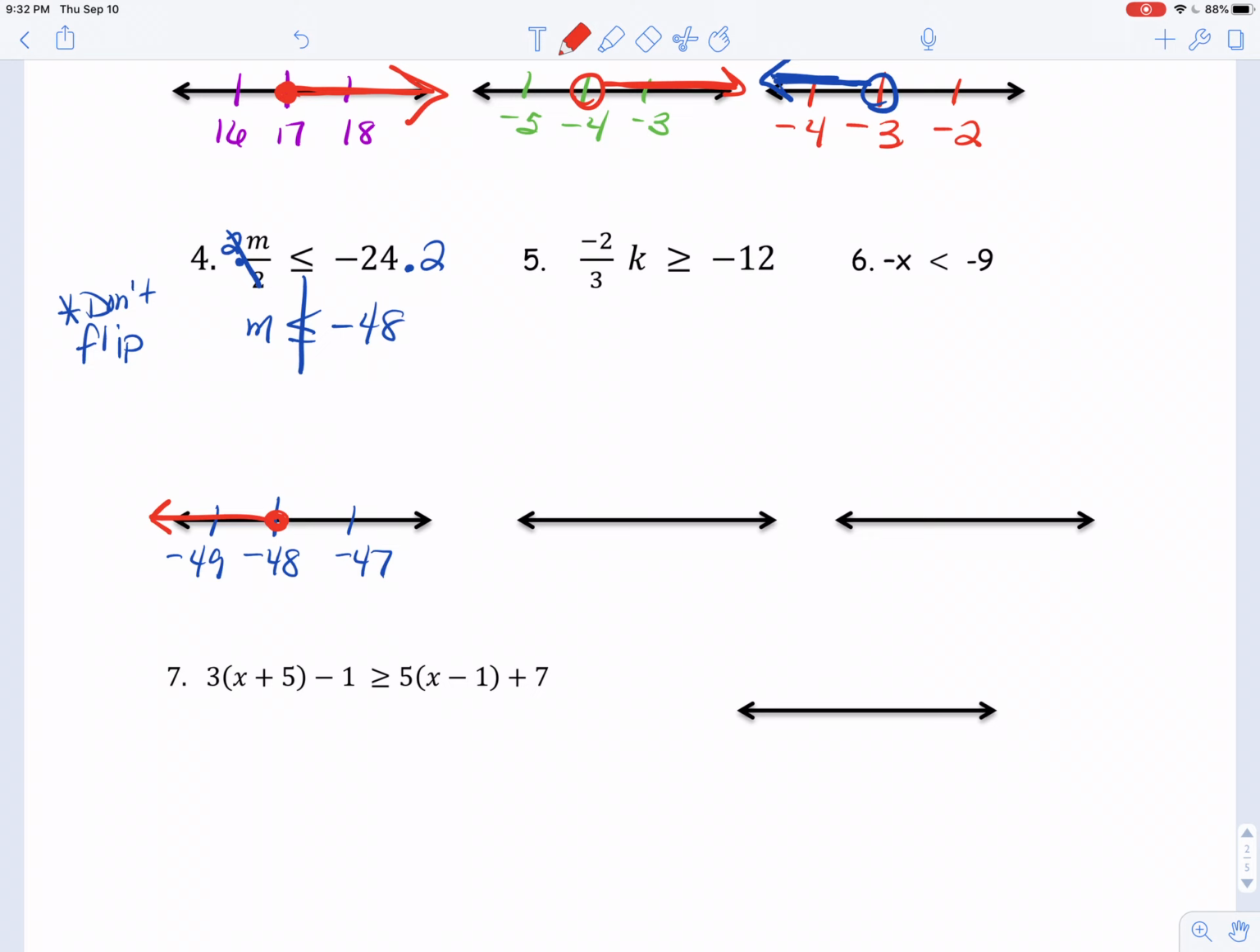Okay, so this next one has a fraction, and there's a few different ways you can do it, but I'm going to show you straight with fractions. We've practiced fractions in chapter 5. Some people are still a little rusty, so I think it bears repeating. So that's negative 2/3 times k. So let's divide by negative 2/3 on both sides.